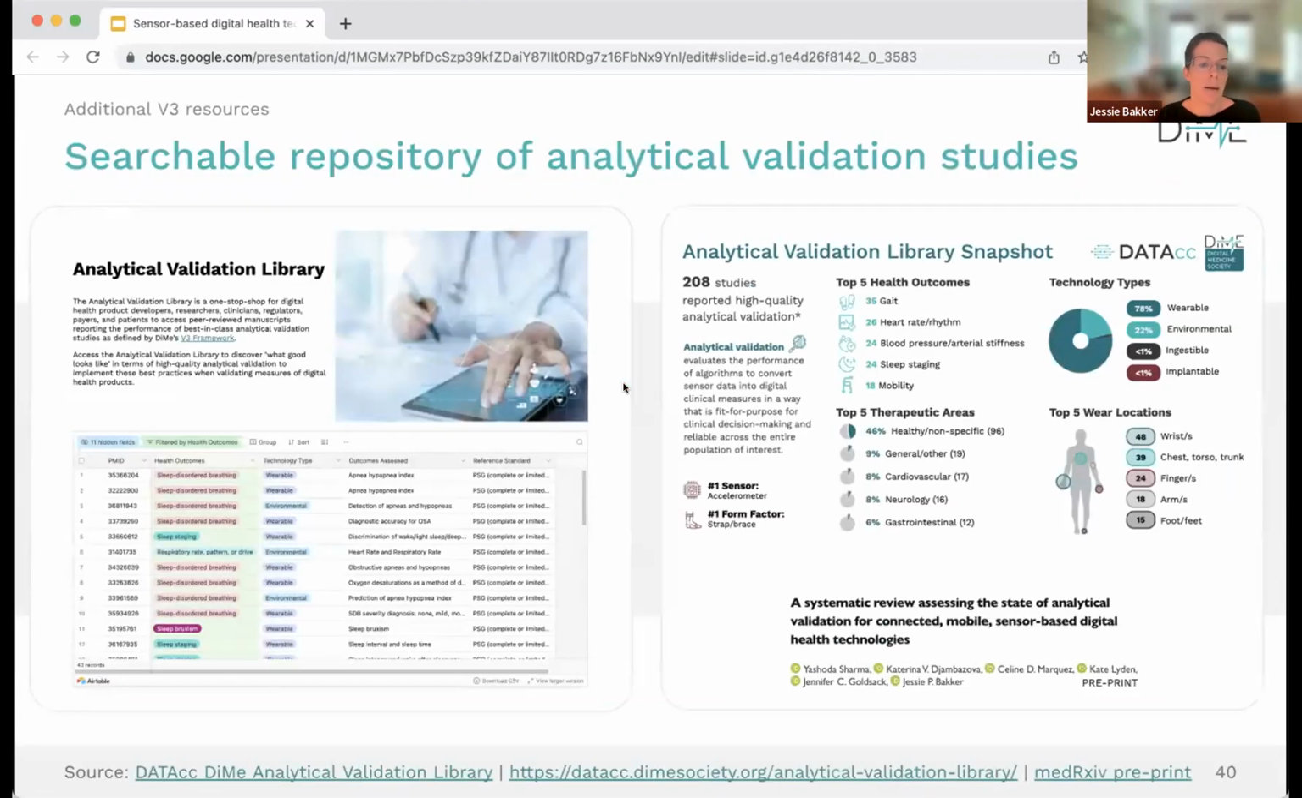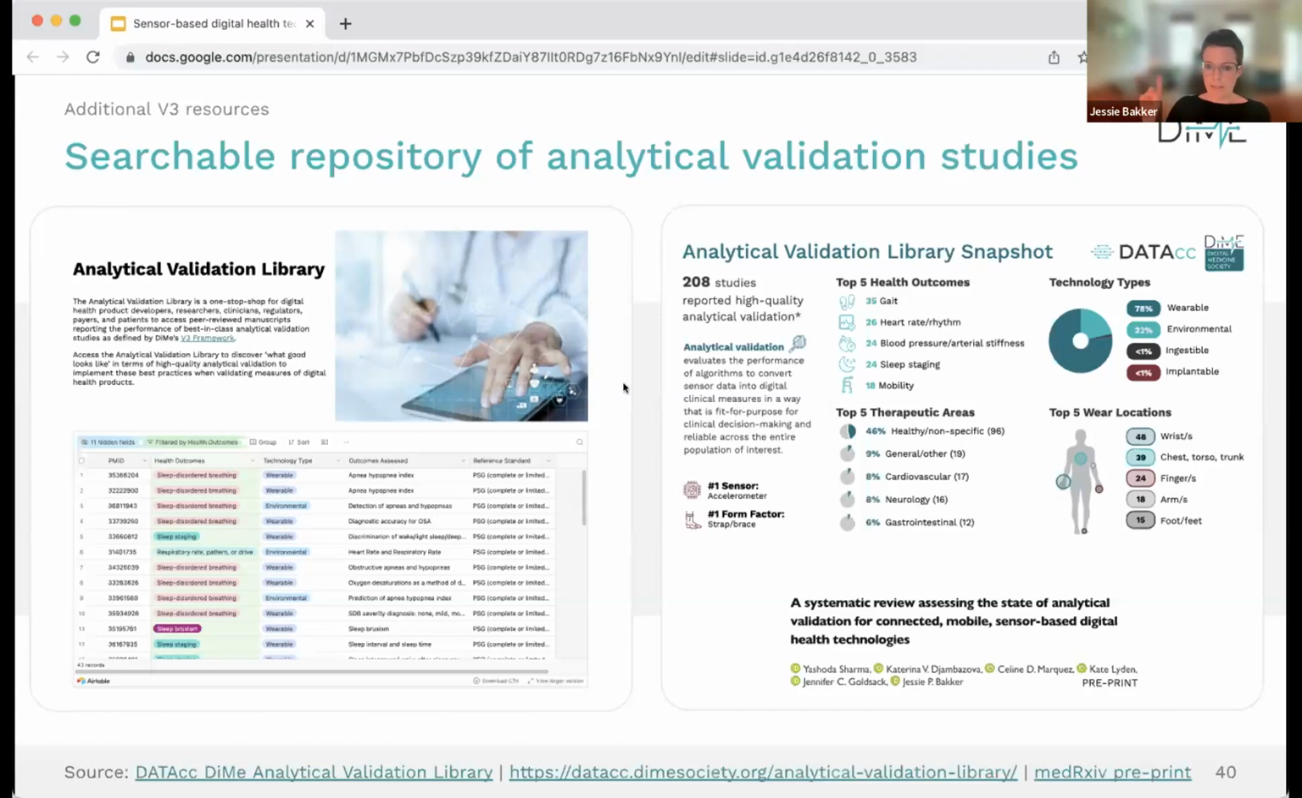First of all, about 6 to 8 weeks ago, I believe, DIME put together a searchable repository or library of analytical validation studies. The link is on the screen here. This is completely accessible. There's no need for a login or a membership in order to see the library and search within it. The library contains, at the moment, 208 manuscripts that focus on analytical validation studies across therapeutic areas. And 43 of those studies are analytical validation analyses of sleep-related outcomes.